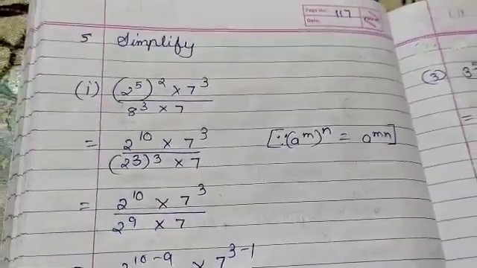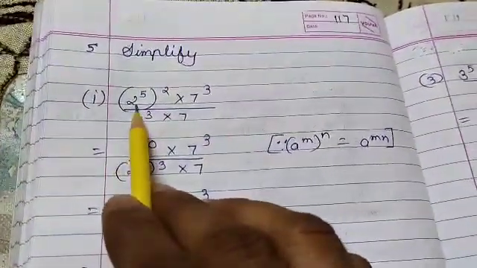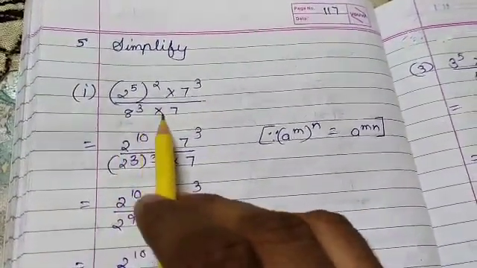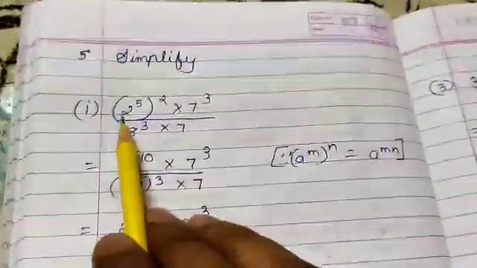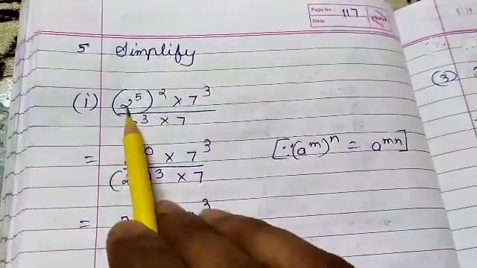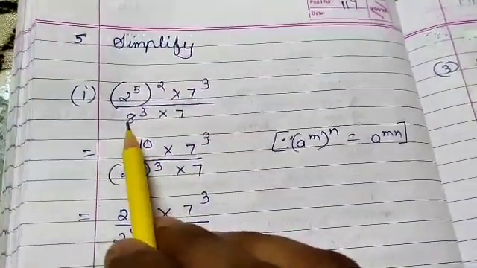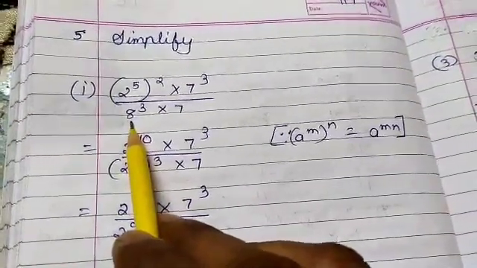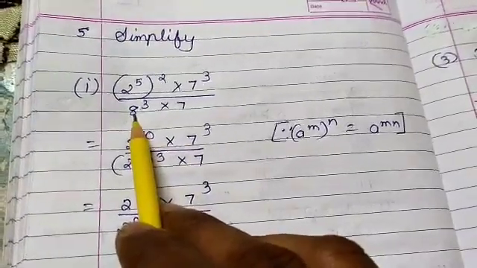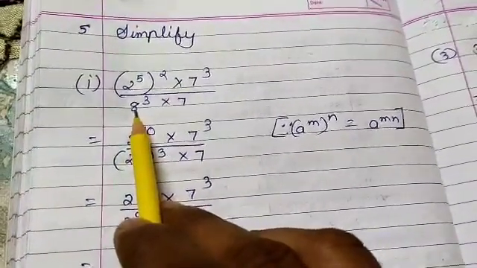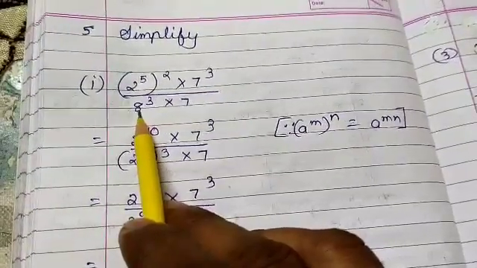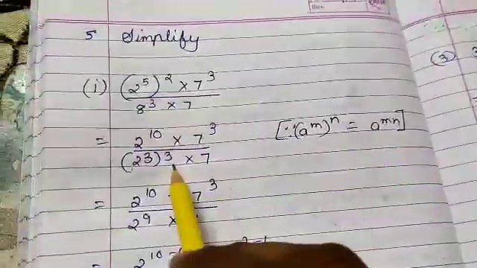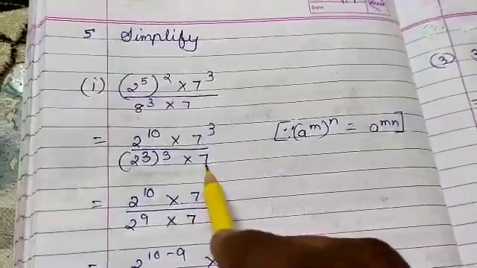Let us see the next question. Simplify question number 5: 2 raised to the power 5 to the whole square multiplied by 7 raised to the power 3 divided by 8 raised to the power 3 multiplied by 7. Now here if you observe, the bases in the numerator are prime, but the base 8 in the denominator is not a prime, it is a composite number. So we will convert this composite number into prime, that is the factor of 8 is 2 multiplied by 2 multiplied by 2, that is 3 times 2 means 2 raised to the power 3. So write down in place of 8, 2 raised to the power 3, whole raised to the power cube, multiplied by 7 as it is.